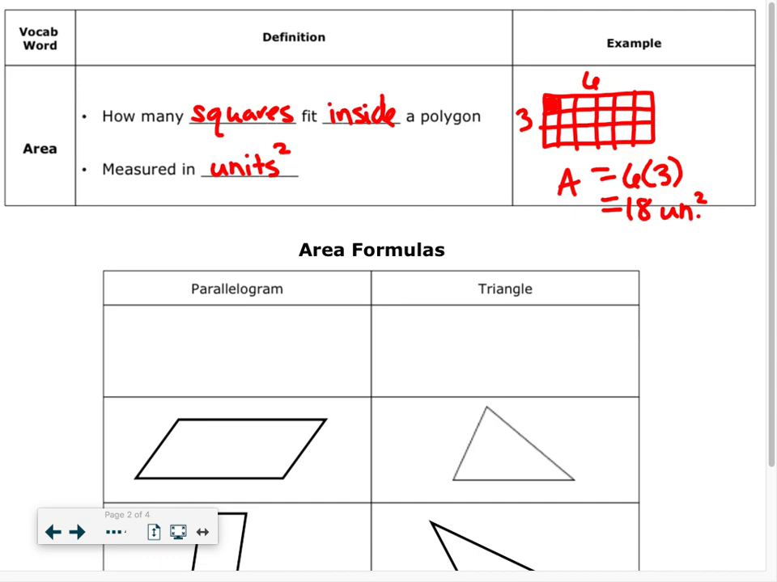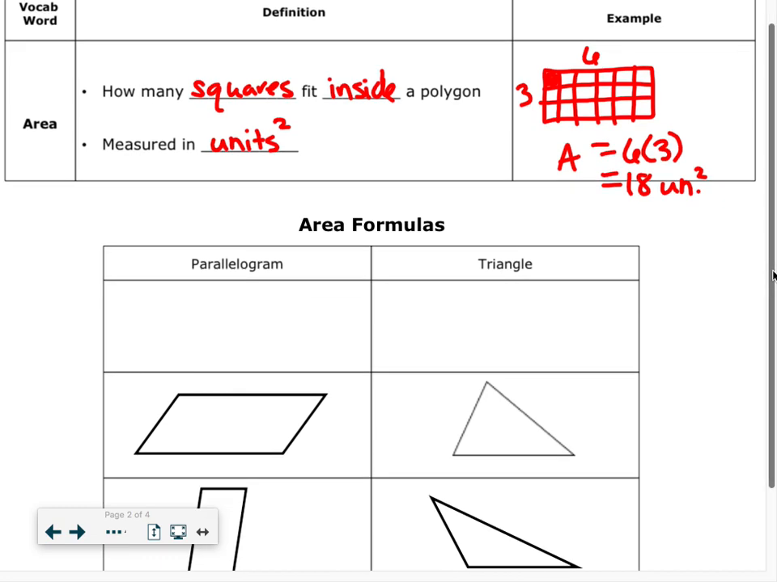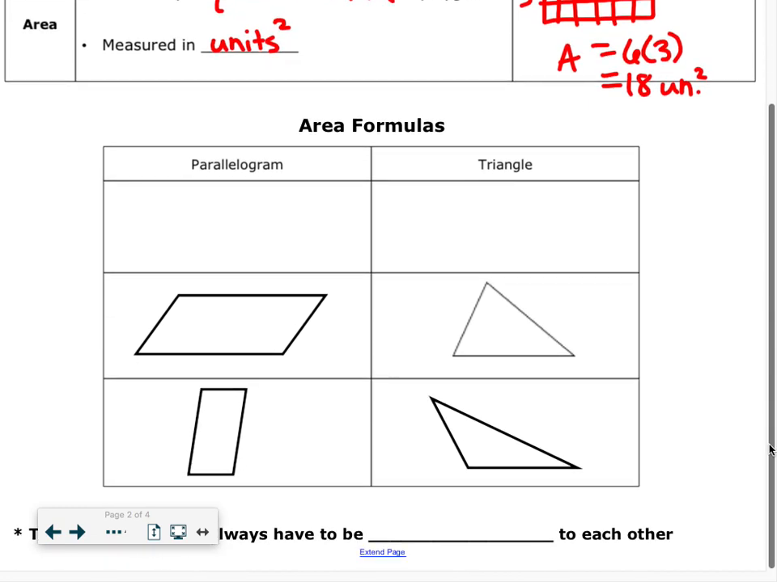So the two formulas we're going to focus on today are a parallelogram and a triangle, both of which you've probably done before. Parallelogram is just going to be area equals base times height, or some people like to use length times width. In this diagram down here, this part right here is considered our base. And our height always has to be perpendicular, or has to create a 90-degree angle with the base. So that line that I just drew there is the height.